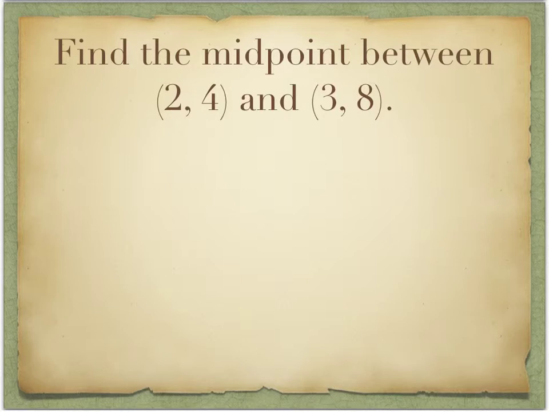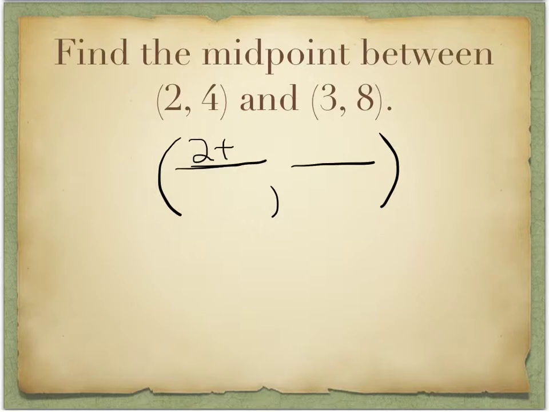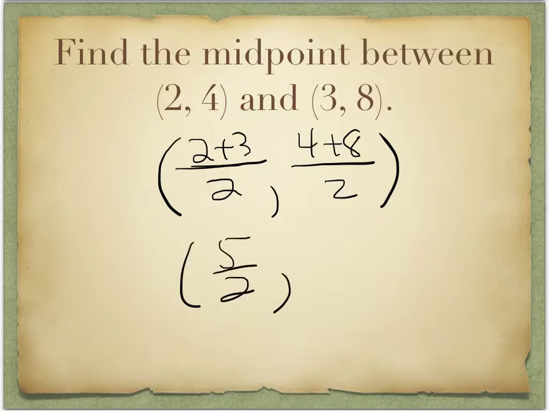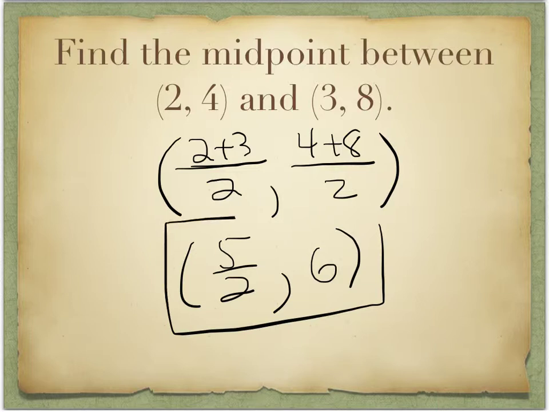Now if we're trying to find the midpoint, remember we're trying to find a point. And we're going to take the average of the two numbers. So we take 2 plus 3 and divide it by 2. And we take 4 plus 8 and divide it by 2. 3 plus 2 is 5, so we get 5 over 2, or 2.5. And 4 plus 8 is 12, and 12 divided by 2 is 6. And we want to leave that x as an improper fraction. Rarely do we ever see 2.5 in our coordinates.